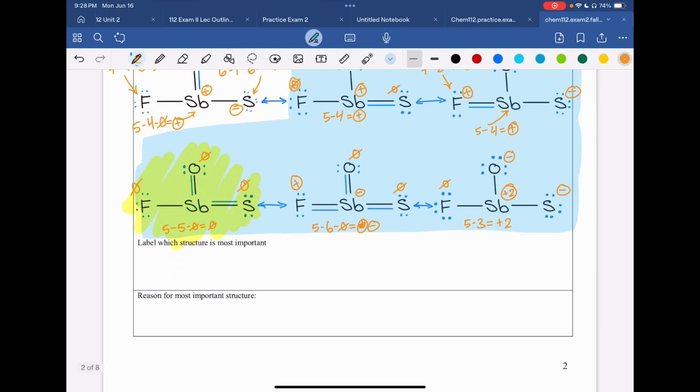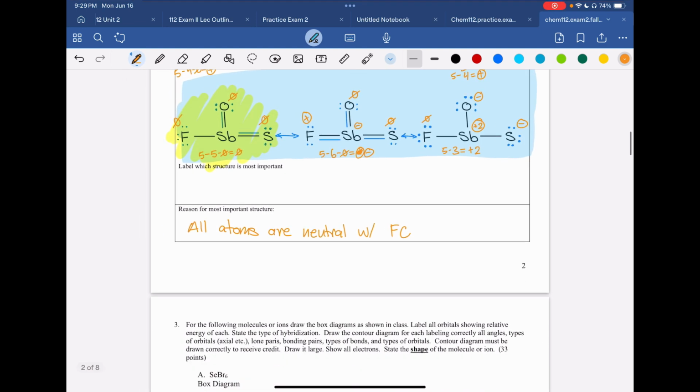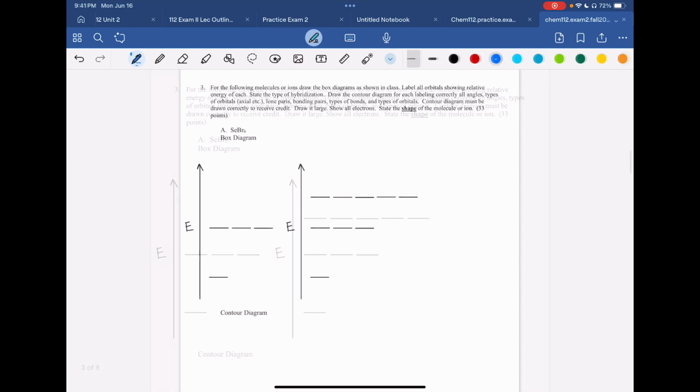Reason being, all atoms are neutral with formal charge. That's it. Okay. Let's move on to the next question.